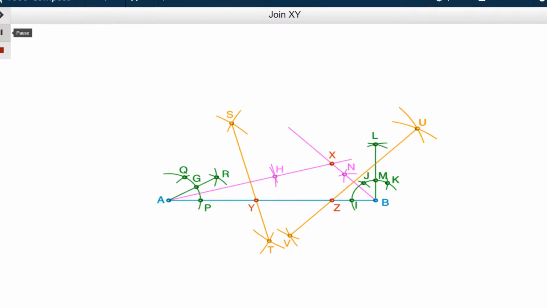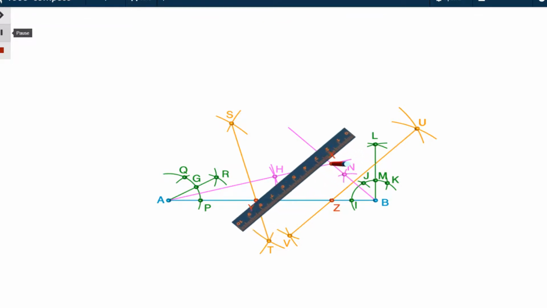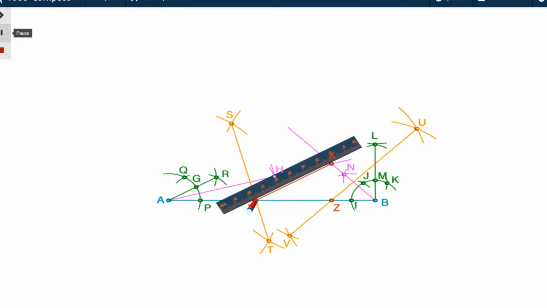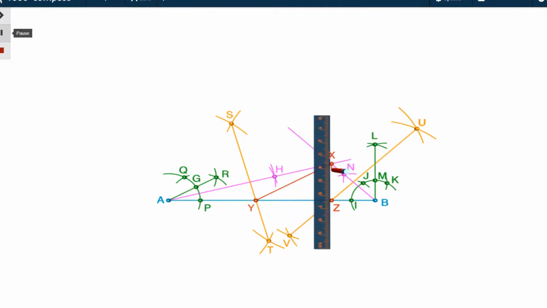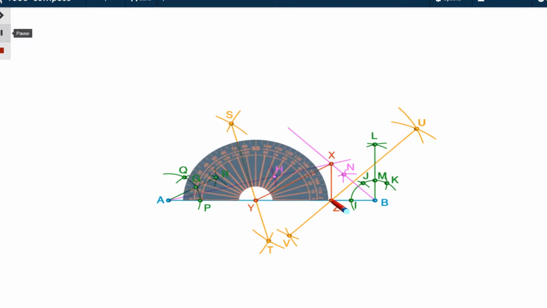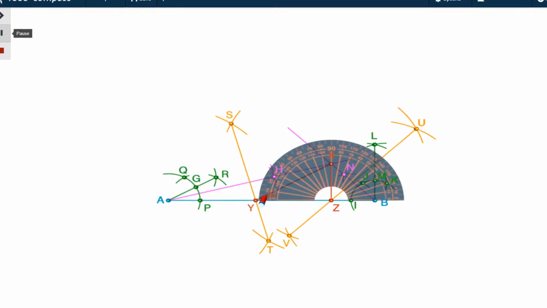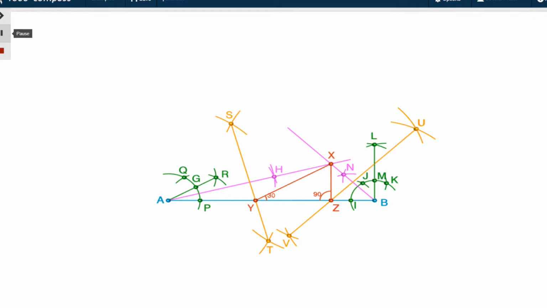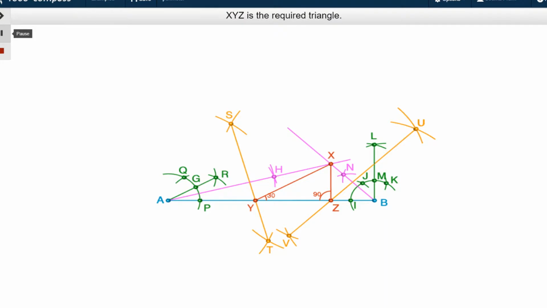Now we have to join XY and XZ. So join XY and join XZ. So we have got the triangle XYZ. XYZ is the triangle with its two base angles, one base angle 30 degree and the second base angle 90 degree, and the sum of all the sides is 11 centimeter. So XYZ is the required triangle.